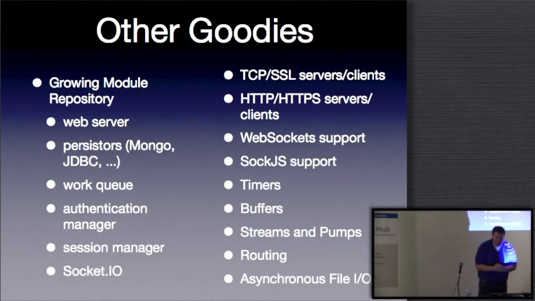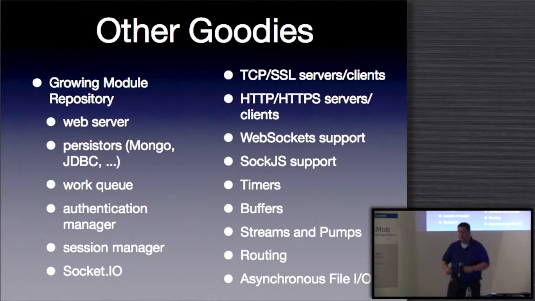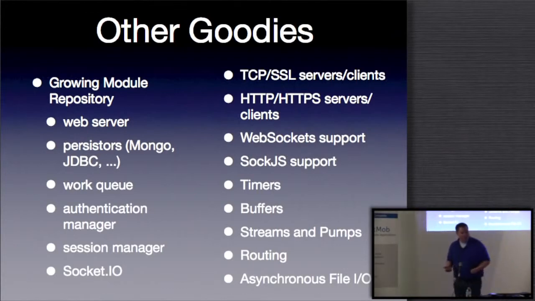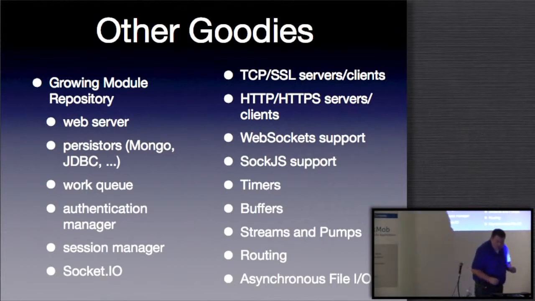Multiple modules you can pull in to your own apps and then communicate with those over the event bus. If all you want to do is serve up static resources, we've got a web server module. We have a Mongo persister that has been around for a while. JDBC is fairly new. We have the work queue that I've mentioned. Very simple authentication manager, probably not good enough for most of you. Works well for demos, but we need something better. Session Manager has just come out. We've got a socket.io implementation.